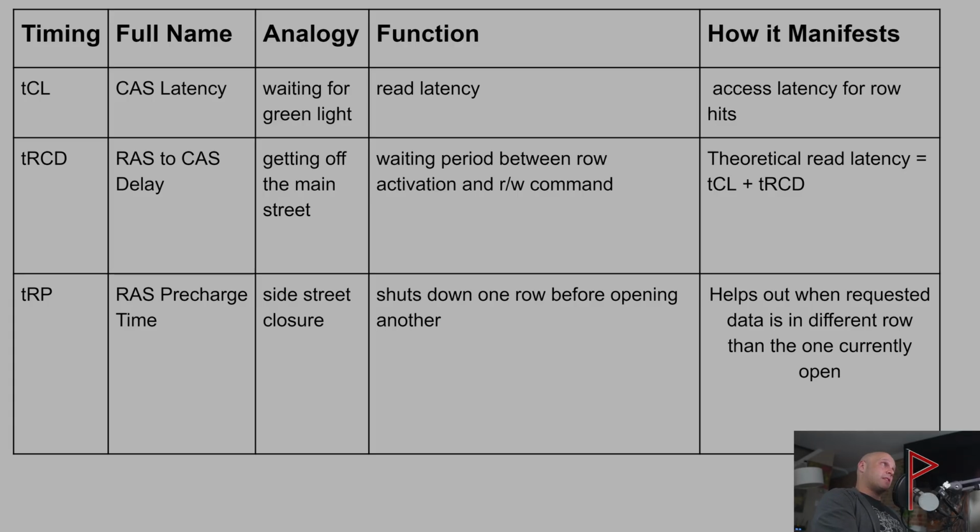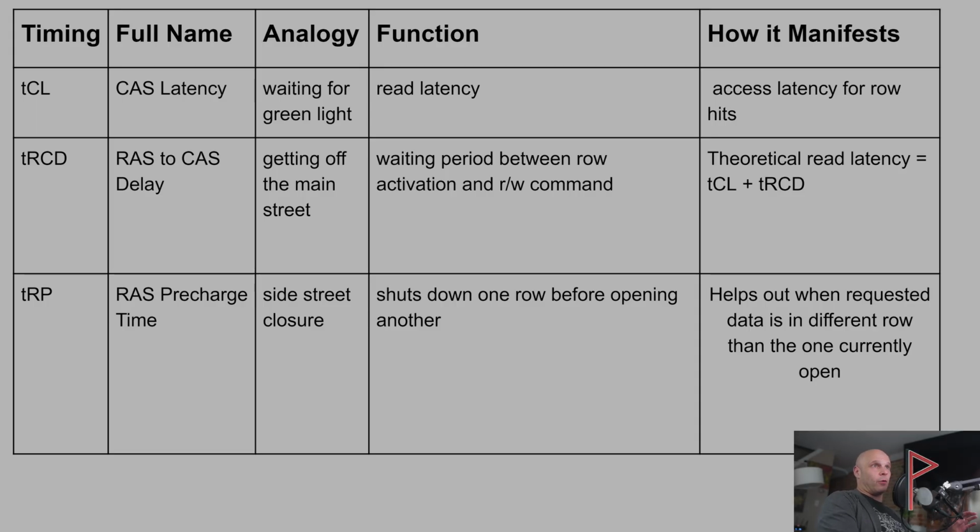tRCD being RAS to CAS delay. That's when you get off the main street. That's when you wait between the row activation and the subsequent read-write command. That delays tRCD. tRP, RAS pre-charge time. That's when you close down the side street. You shut down one row before you can open another.